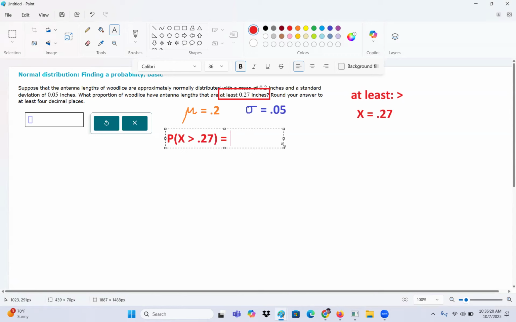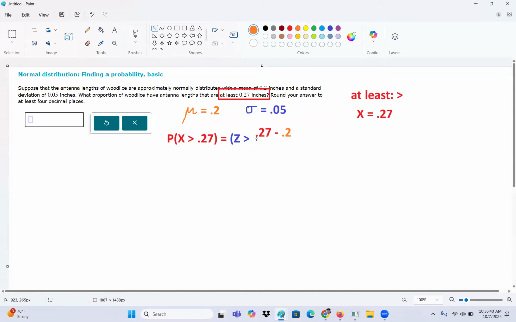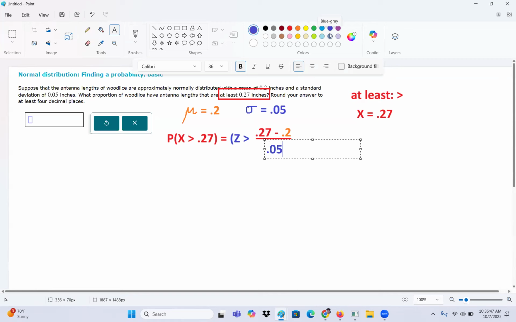We convert to the z-score. You don't have to show me work on the exams. We convert to the z. It's greater than, so you're going to take the x, subtract the mean. The x that we had was 0.27 minus the mean, 0.2, divided by 0.05. So we just have to convert from x to z.